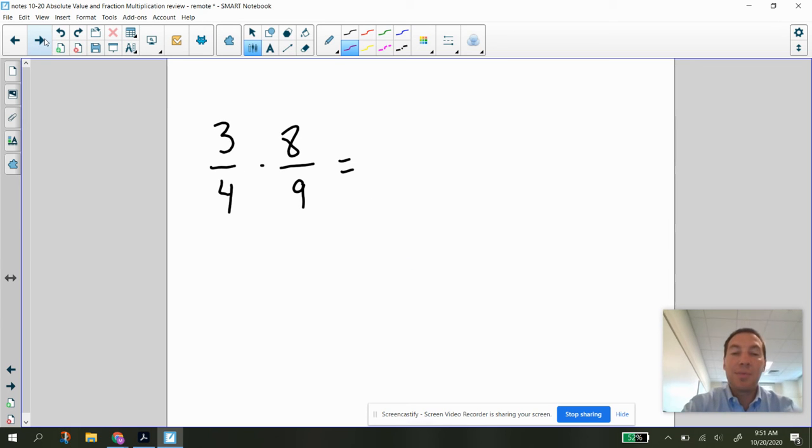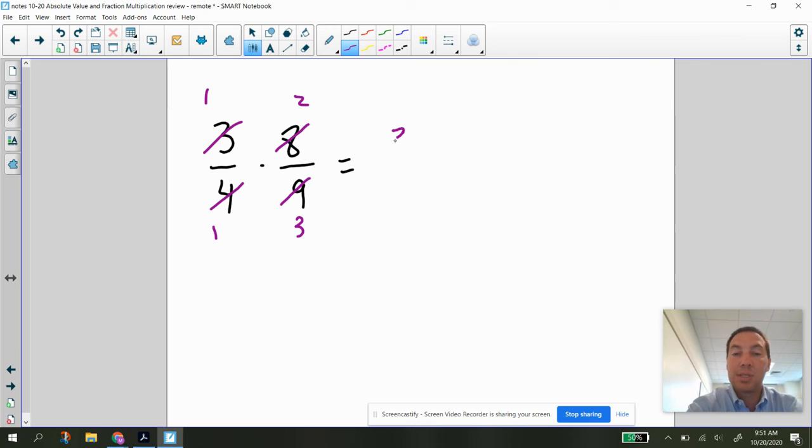Well, I do something that sometimes I call cross canceling. It's reducing. The idea is that anything in the top can be reduced with anything in the bottom. So take a look at this 3 right here. I know that the 3 and the 9 can be reduced. 3 goes into 3 once. 3 goes into 9 3 times. So I reduce that 3 over 9 to 1/3. Same thing with the 8 and the 4. I can reduce this to a 2 and this to a 1. And now I can multiply across.